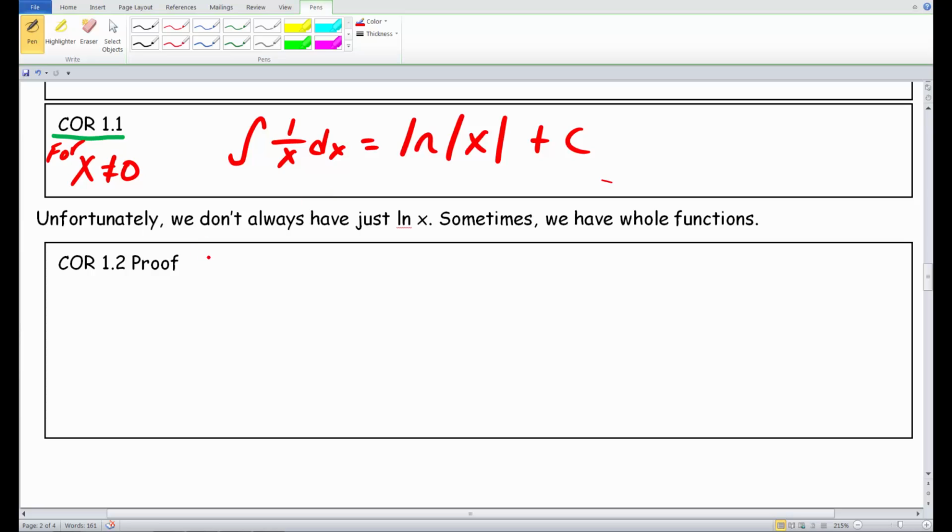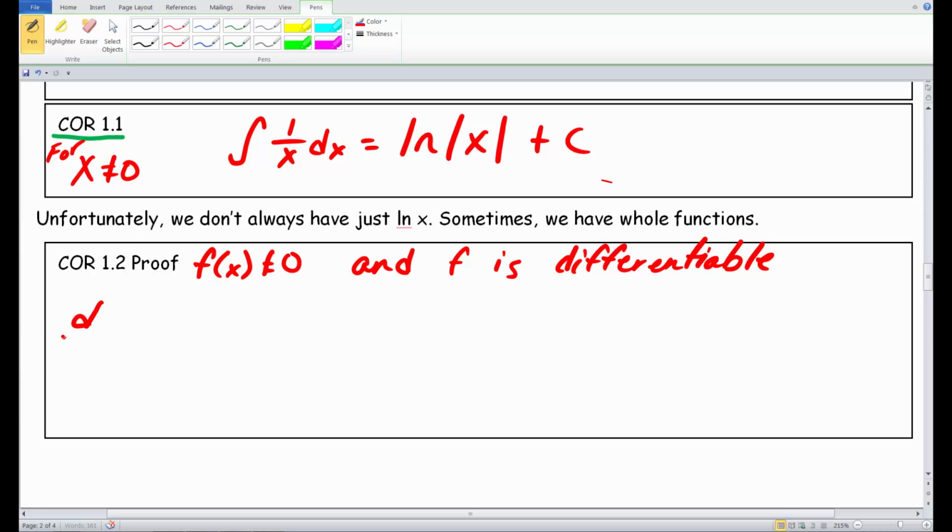So for example, as long as f of x is not equal to 0, so before we just had as long as x was not equal to 0, but here we have the entire function is not equal to 0, and f is differentiable, so you can take the derivative of them. Then the derivative with respect to x of the natural log of the absolute value of our function is the exact same thing that we've seen in the past. It's just the derivative on top divided by the original function.